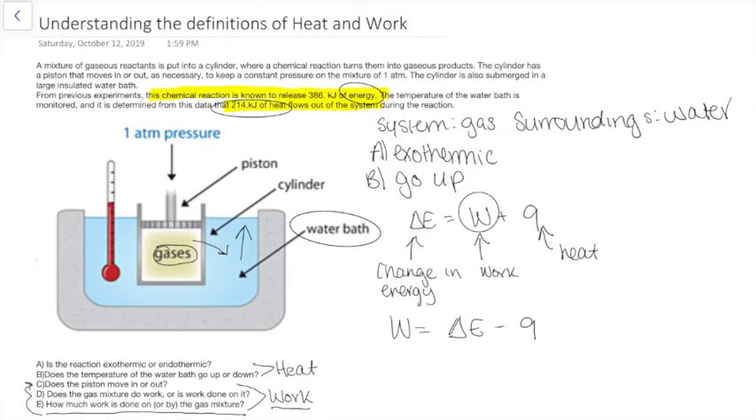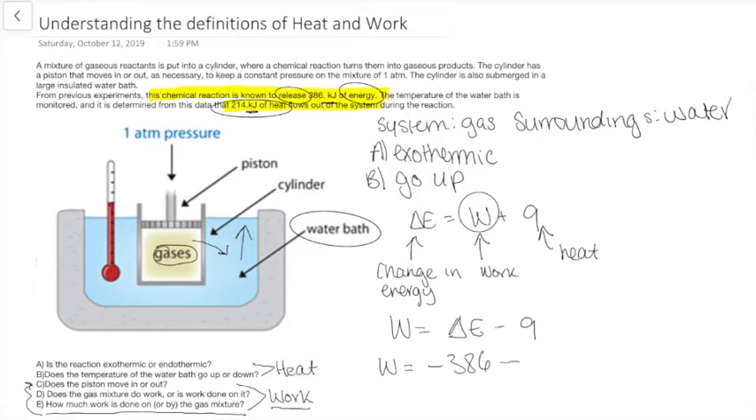All right, and now we can plug in our numbers, but we need to check the signs of our numbers depending on if the system is releasing or absorbing them. So we're going to write W equals, and we're going to look at delta E. It says that the reaction is known to release 386 kilojoules of energy. So that number is going to be negative. So we're going to write negative 386 kilojoules. And before we do this, we want to make sure our units are the same. Our units for energy are kilojoules and our units for heat are kilojoules. So that's good, we can subtract them because they're in the same units.